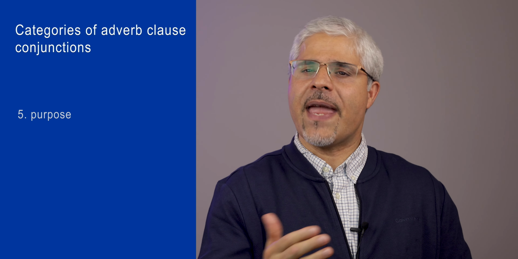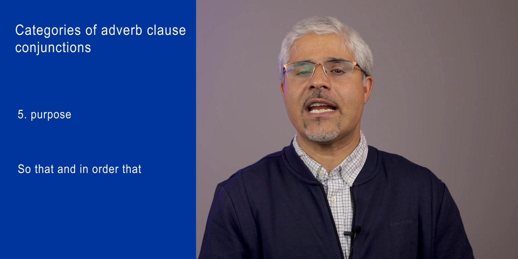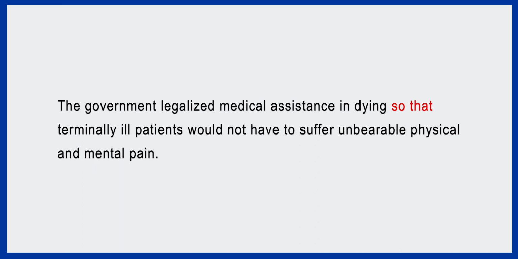Purpose. The main conjunctions for purpose are so that, and in order that. The government legalized medical assistance in dying so that terminally ill patients would not have to suffer unbearable physical and mental pain. Please note that in the adverb clause of purpose, there's always some sort of modal verb, such as can, could, will, or would, depending on the context.